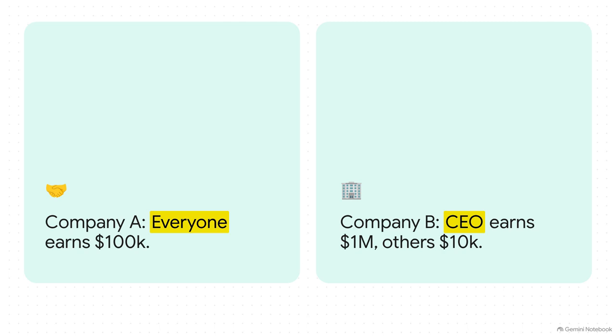Let's compare Company A and Company B. In Company A, everyone earns exactly $100,000. In Company B, the CEO earns $1 million and everyone else earns $10,000. Both companies have the exact same arithmetic mean of $100,000, but the actual real-world experiences for the people involved couldn't be more different. We clearly need a tool to measure that difference.